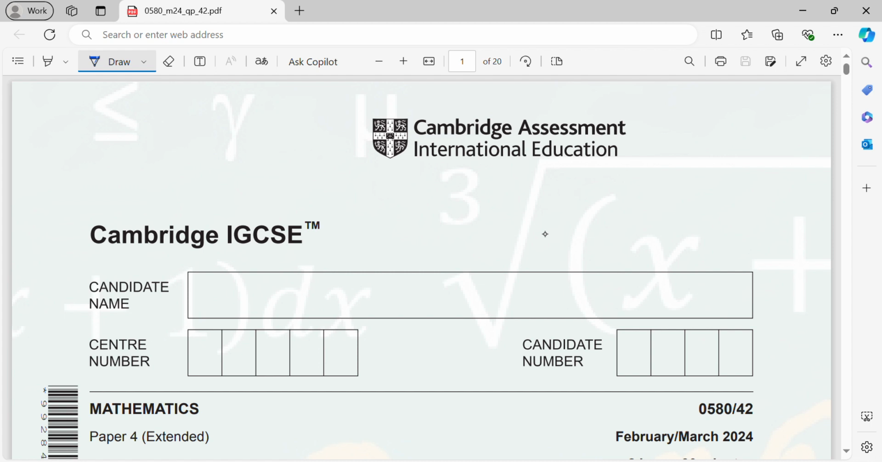This video is to discuss Cambridge IGCSE Mathematics Paper 4, which is the Extended Mathematics for February-March 2024, and the code is 0580/42. So let's get started.